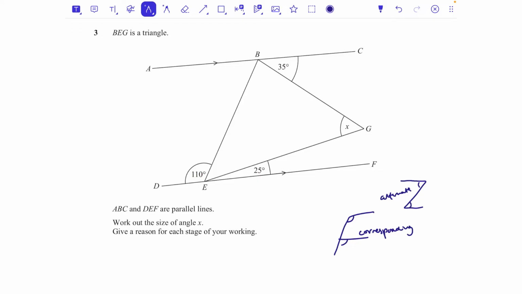And then you've also got, if you need it, co-interior angles. Now they're not the same, but they add together to make 180. So co-interior always add to make 180. Let's have a little look then.